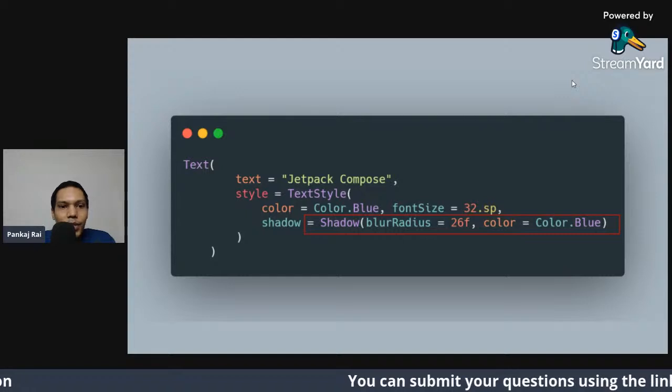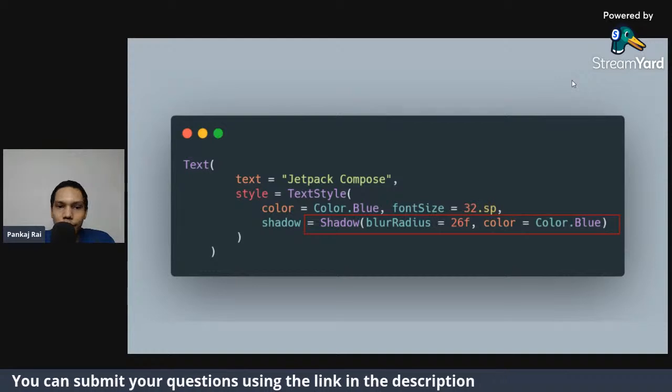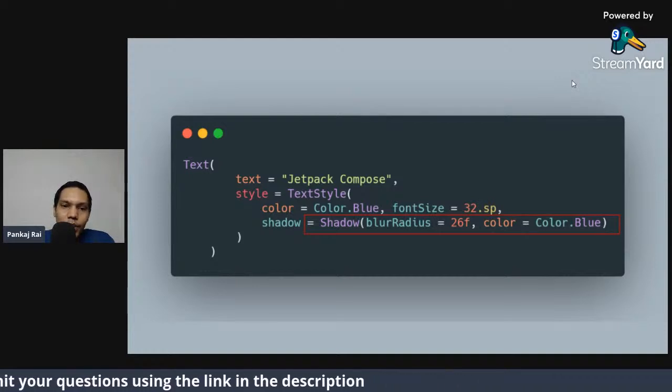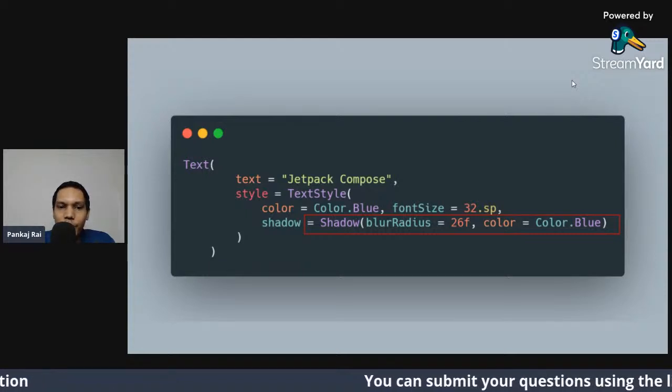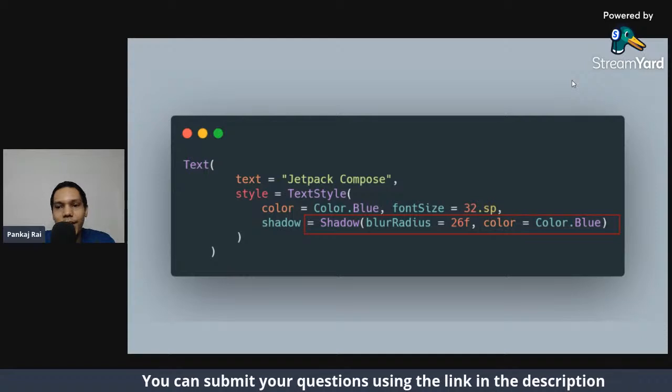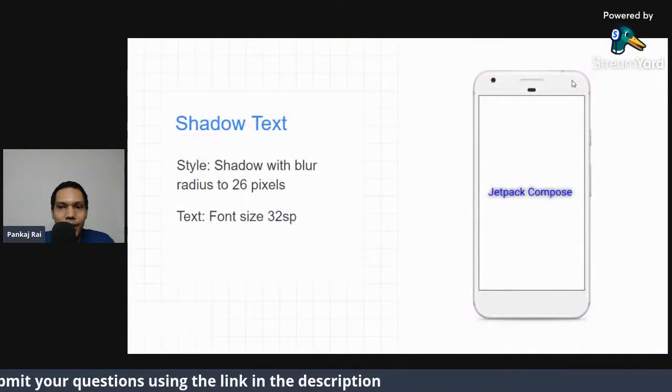To text, you can also specify the style. To this text style, you can define the color, font size, font families, and all sorts of things which are useful on text. That's possible with the text style. Then you have a shadow. On that shadow, you just create a shadow object, give radius and color. By this little piece of code, you see this in UI.